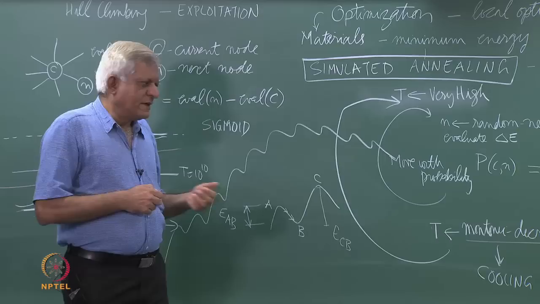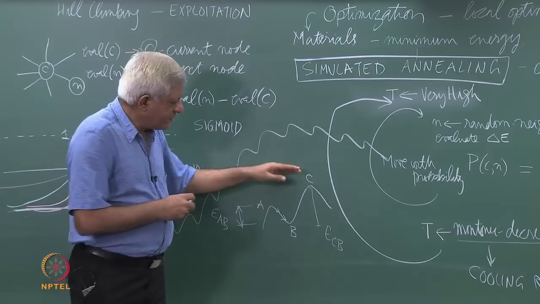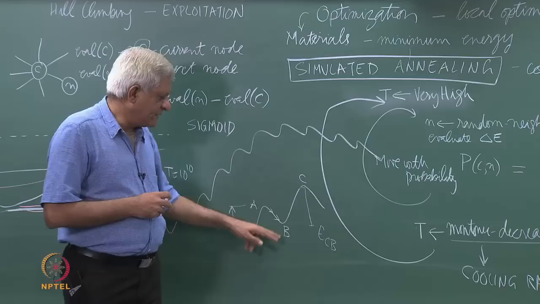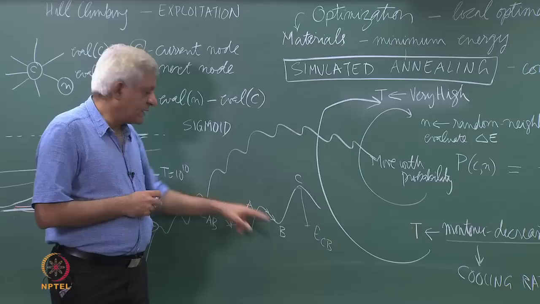So, as the temperature goes down, the probability of moving will depend on the energy gap. And since this gap is larger than this, it is more likely that the algorithm will go from A to B and then to C. And remember that this B to C is kind of automatic, in the sense that it is the most likely behavior because of this thing. And it is less likely that it will come down from C to B and then go to A, especially as temperature is brought down.